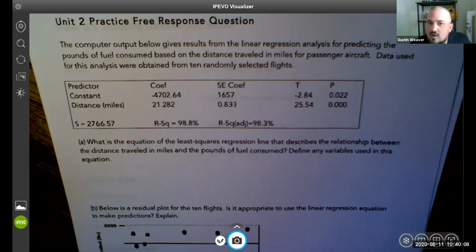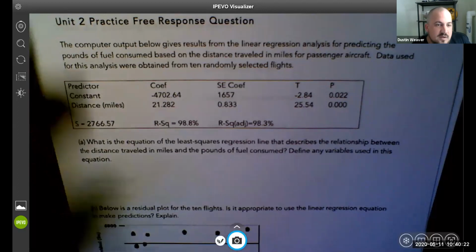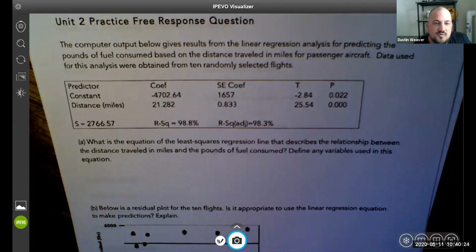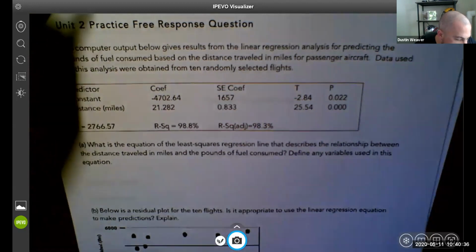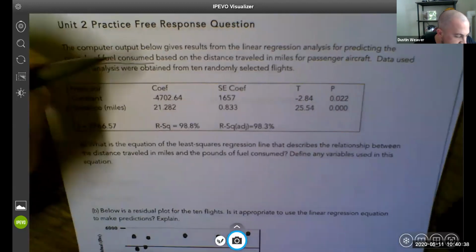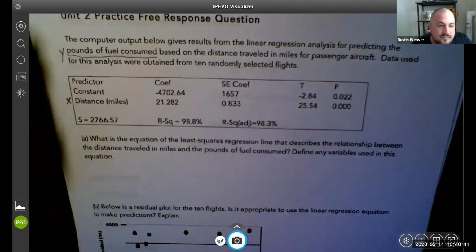there's a PDF you can download if you don't already have the paper. I do already have the paper for you as well. So let's read through this, and then let's talk about what we think is best here. So the computer output below gives results from the linear regression analysis for predicting the pounds of fuel consumed based on the distance traveled in miles. So the distance traveled in miles is our x, and the pounds of fuel consumed is what we're predicting, so it's our y, right?